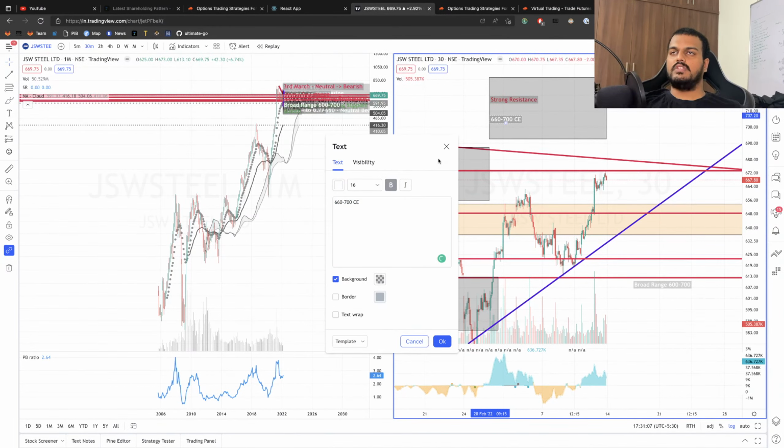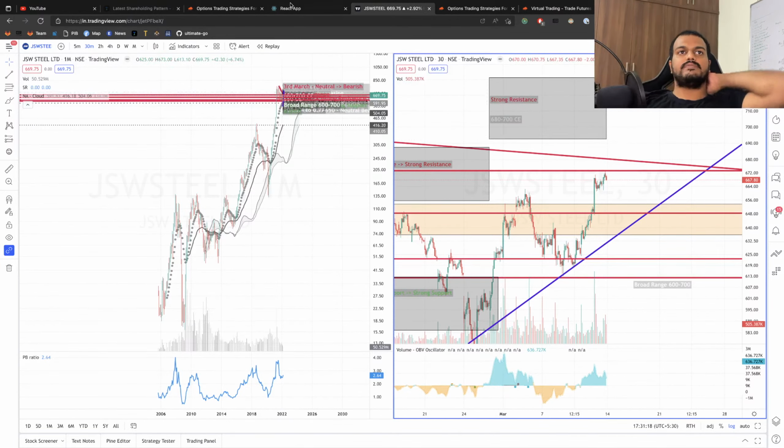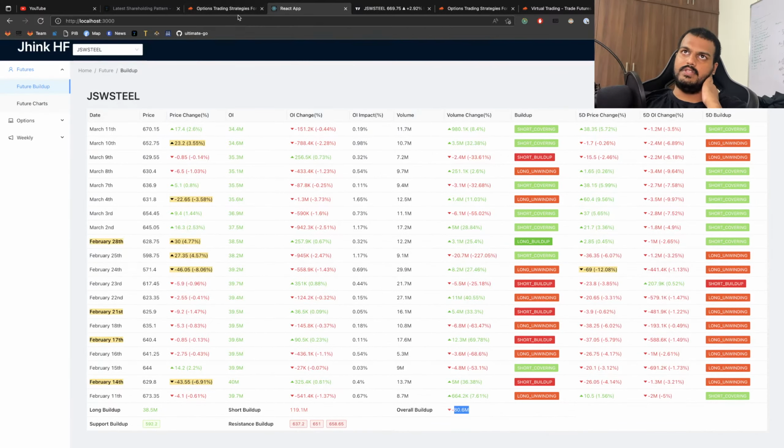So far it was this, but now the resistance might be at 680. So I'll update it here. So this was the basic, the resistance has changed to 680 and 700. Let's observe the option chain after this.